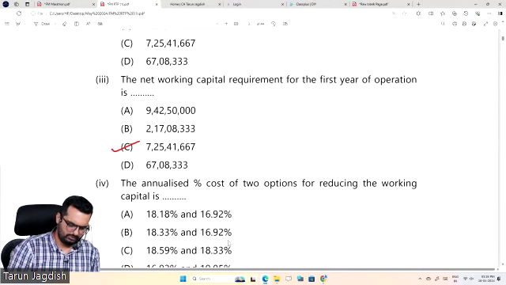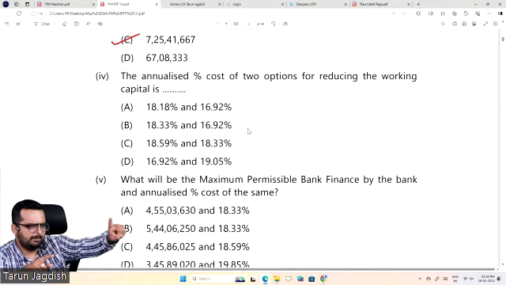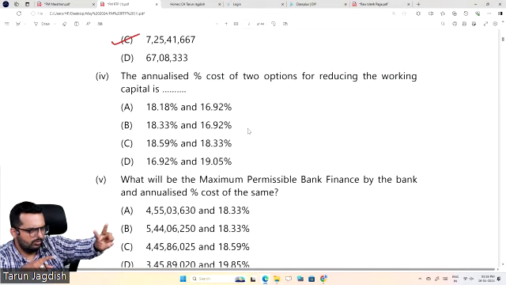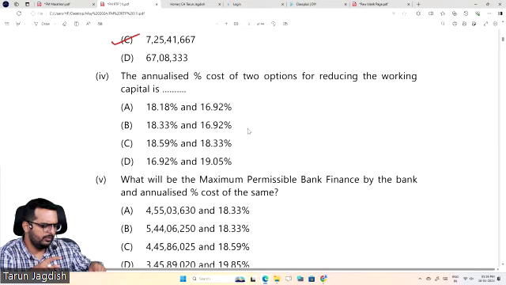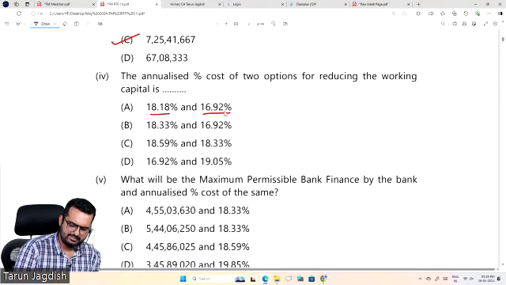725. Next question. Annualized percentage cost of the two options for reducing the working capital. Friends, we did debtors also, we did factoring also. Debtors, how much was the percentage that we got over there? Can you tell me? 16.92. And how much for the other one? 18.18. So can I say this is the answer?